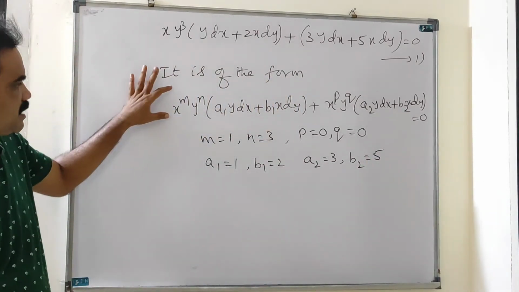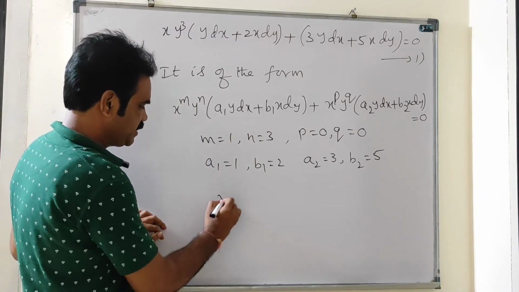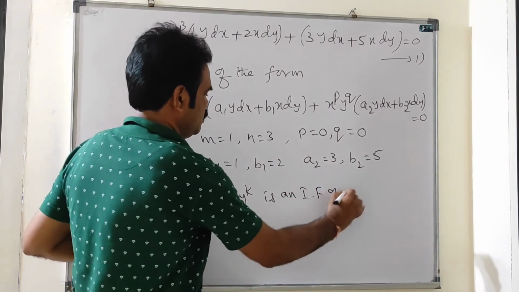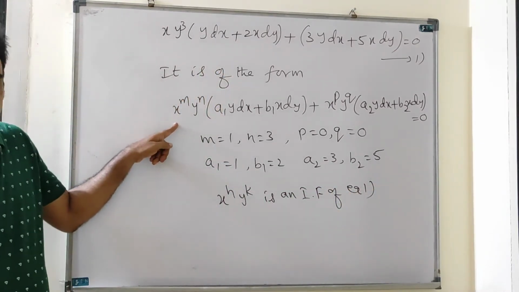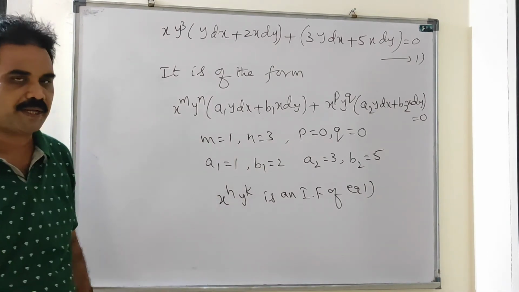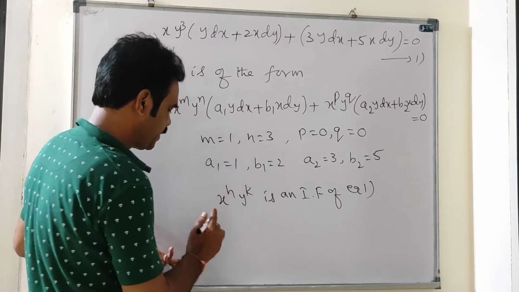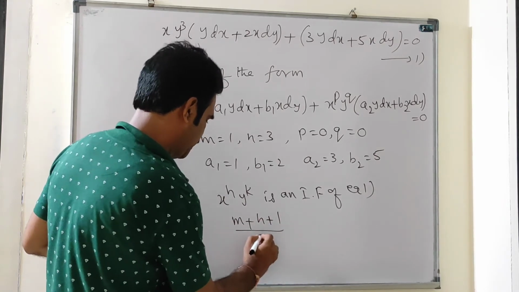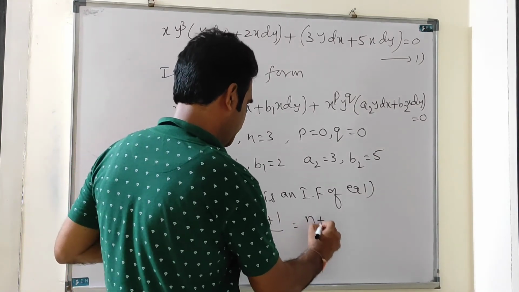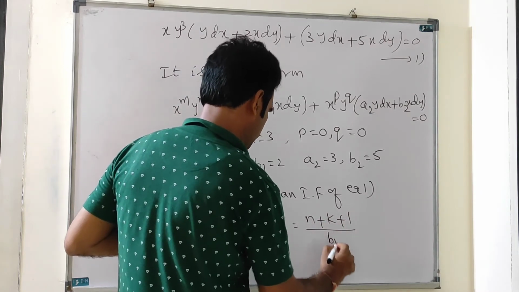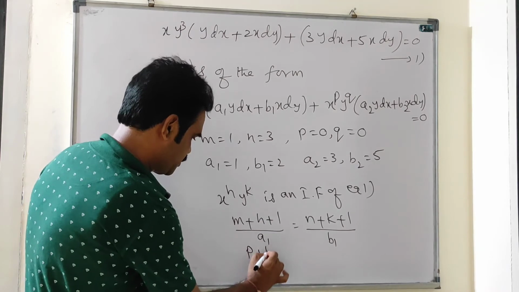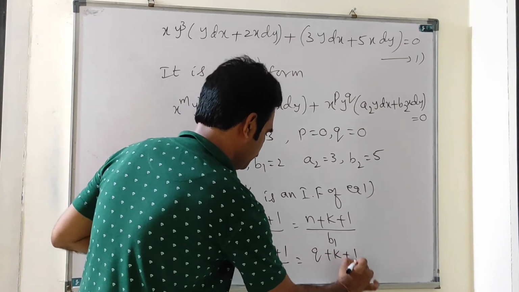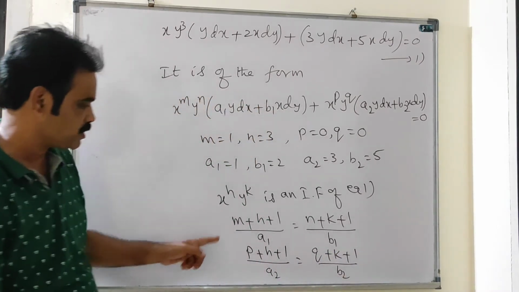If the given equation is in this form, then the integrating factor is x^h y^k, and h and k are obtained by the equations (m + h + 1)/a1 = (n + k + 1)/b1, and (p + h + 1)/a2 = (q + k + 1)/b2. h and k are obtained by solving these two equations.